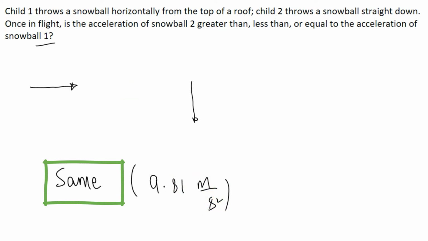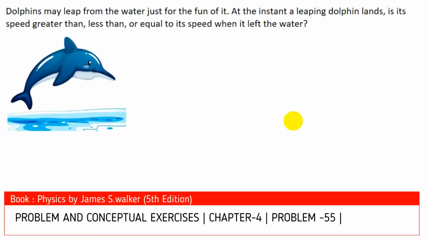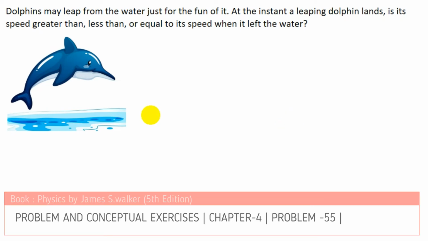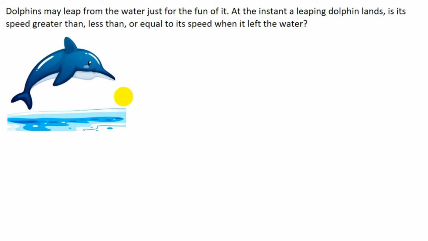Very simple question. Now in this question we are given that a dolphin leaps from water with some speed. Now we need to figure out whether at the instant a leaping dolphin lands, its speed is greater than, less than, or equal to the speed when it left the water. So suppose the dolphin left the water with some speed V naught, then what would be the speed when it comes back to the water? This is what the question is asking.